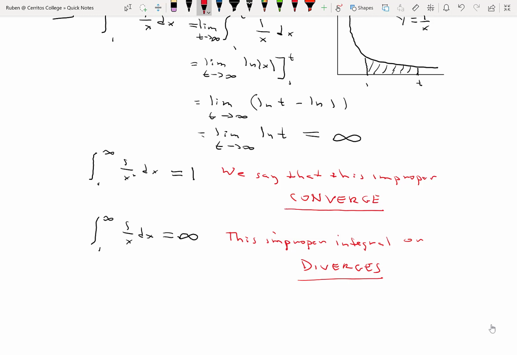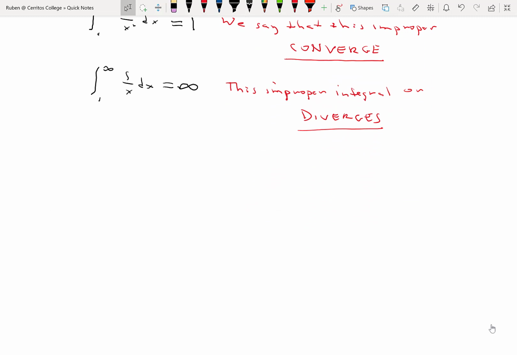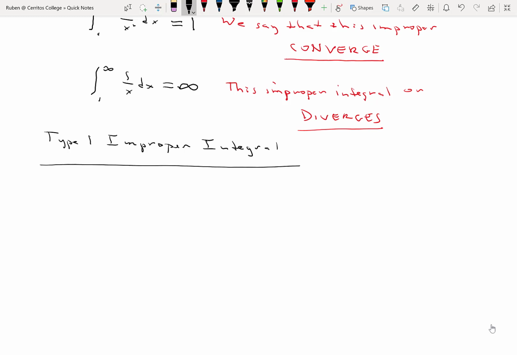Okay, let's take a look at the possible general cases for a type 1 improper integral, and then we'll look at some more examples. So suppose we want to define this thing called an improper integral of type 1. A type 1 improper integral occurs in one of three different cases.